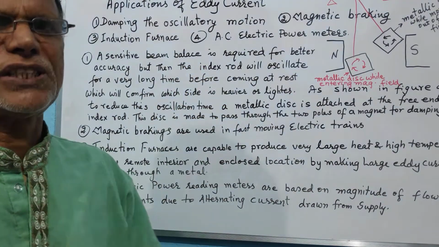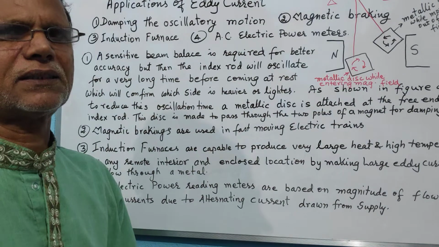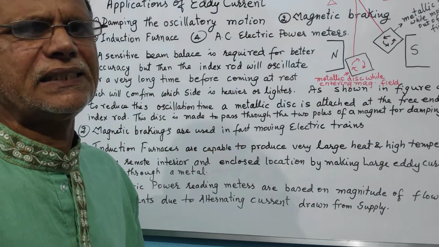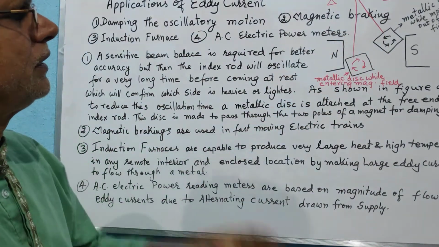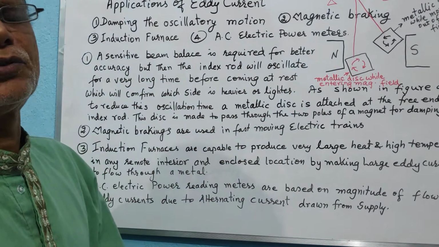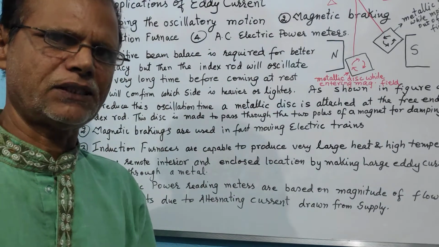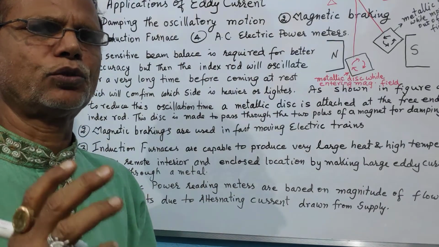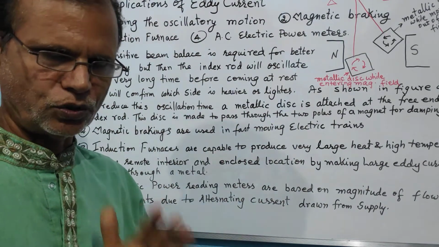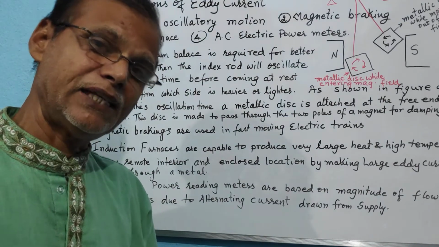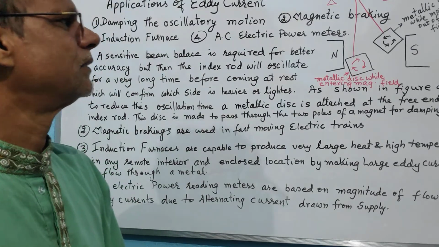physical balance should be more sensitive. It means that a slight difference in the masses on the two arms of the beam should be detectable. For that, the index rod must swing. Now, if it is more sensitive, it will swing for a very long time before coming to rest. But that is not desired, because we want accuracy, but we can't wait so long for the index rod to come to rest and then know which side is heavier, so that it can be further compensated or balanced.